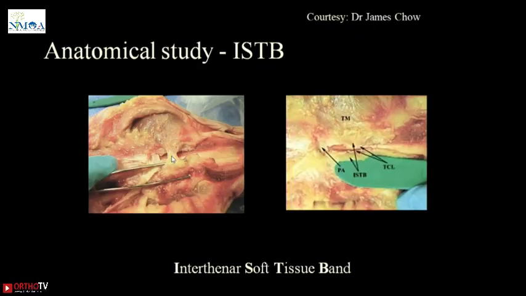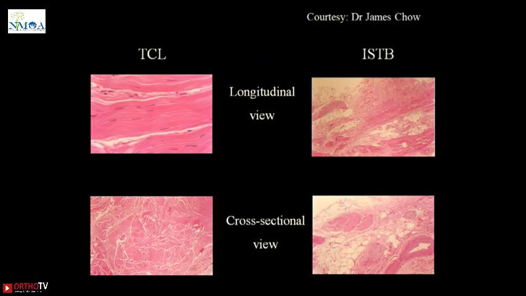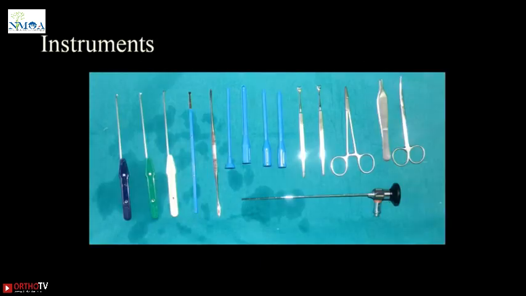So what is that natural anatomy? There is one soft tissue band called the interthenar soft tissue band. Dr. James Chow studied this, and he said that if you are doing open release, then you need to cut this soft tissue band and dissect the carpal tunnel. He also did a histopathological study about the same and published it. That is the reason why we should not cut this interthenar soft tissue band and should go for endoscopic release.